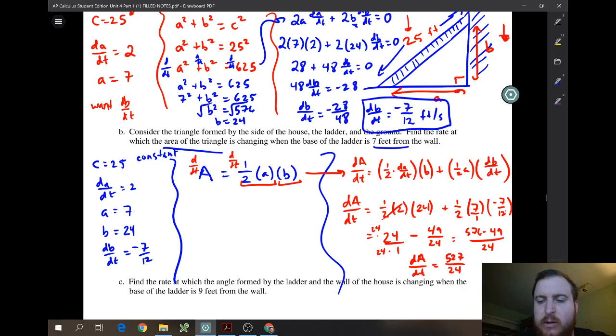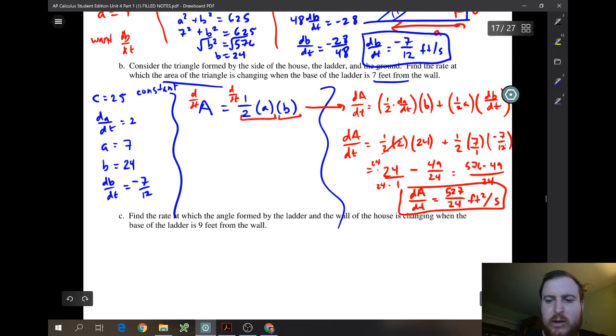And then our units. The units for area are going to be units squared. So in this case, it was feet, so we're going to get feet squared. And then there's a dt, so per time, which was seconds. So our area is getting bigger, right? Because it's a positive number. That's important to realize. Our area is getting bigger because it's positive.